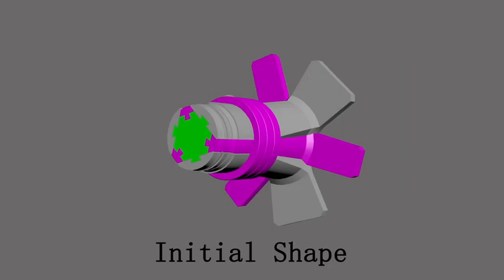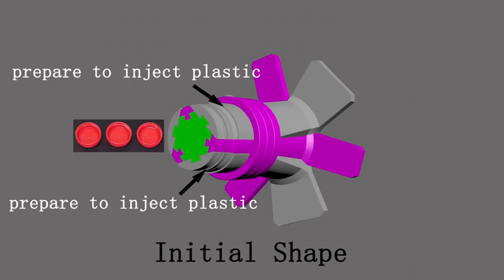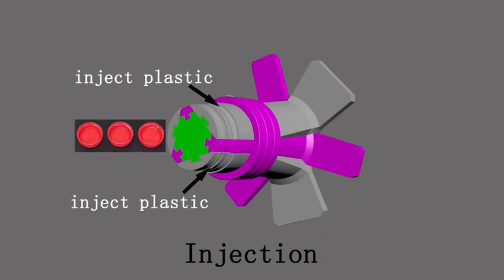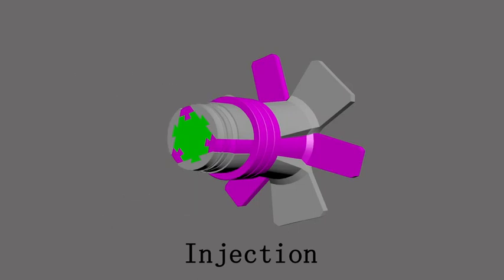Initial shape. Initially, the collapsible core is in a larger shape that fits into the mold, allowing the injection of plastic around it. Injection. Plastic material is injected into the mold around the collapsible core, taking the shape of the mold and the collapsible core in its initial form.